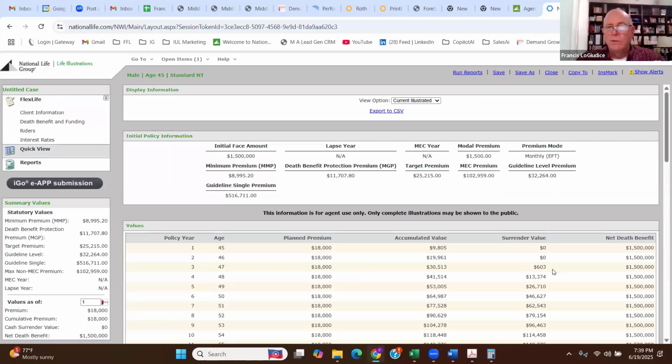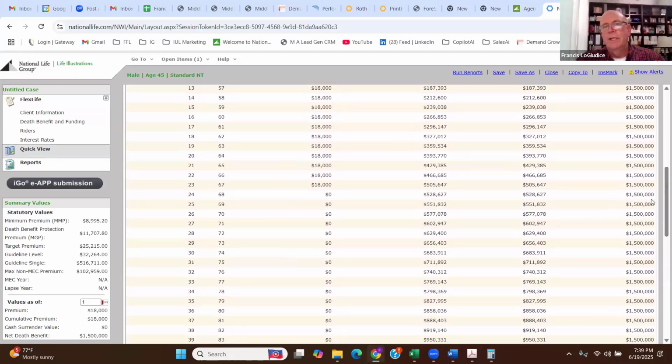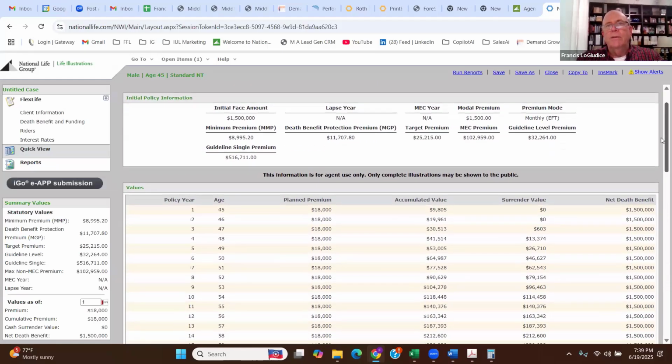There we go. We got 2 zeros. Okay. And what does that do for him? Well, he's got 1.5 down here, but he's got $200,000 less of cash growth than if he would have just run it as level, as max, min, max. So normally when somebody wants an IUL, they're interested in some cash growth.